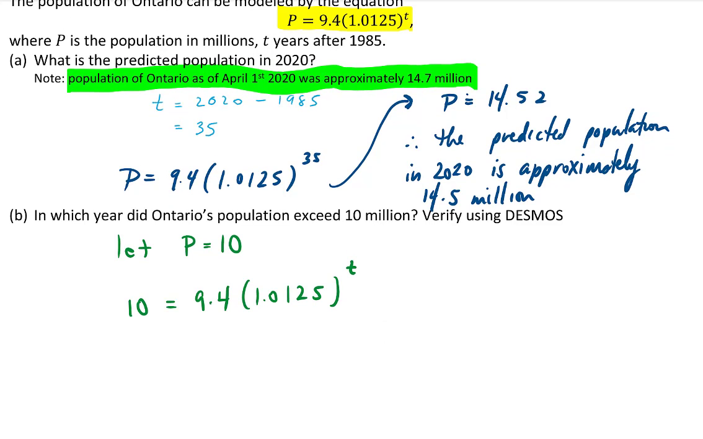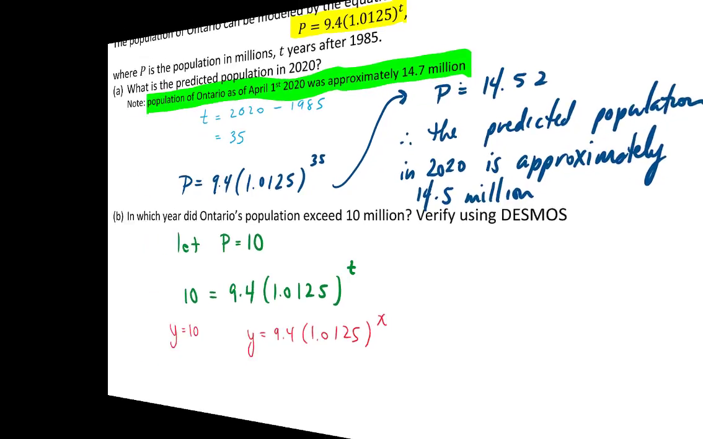So there are two methods we can use here. We can guess and check a t value until we get our answer, or we can go to Desmos and solve for the point of intersection of y equals 10 and y equals 9.4 times 1.0125 to the exponent t. Or in Desmos, we're going to put in x. So let's go try that now.